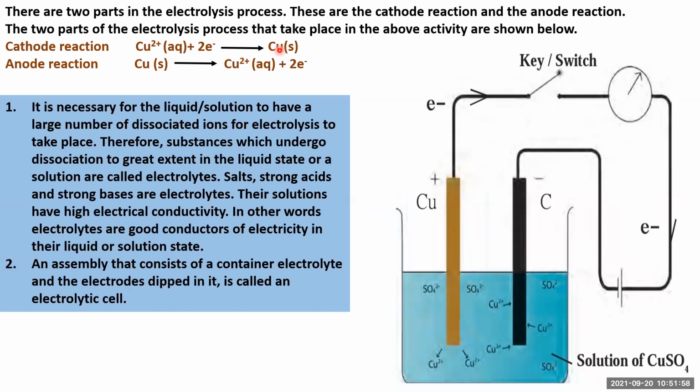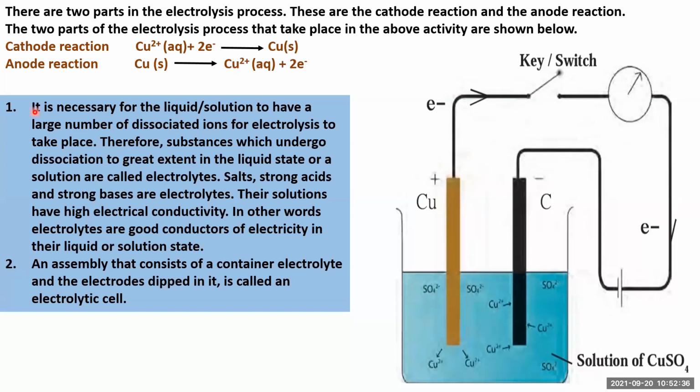On the anode, what happens? The copper atom dissociates into Cu2+ ions and 2 electrons. The copper acquires a 2+ charge after releasing the 2 electrons. From the anode, these 2 released electrons go to the positive terminal of the battery, and this Cu2+ ion dissociates into the solution and moves towards the cathode.